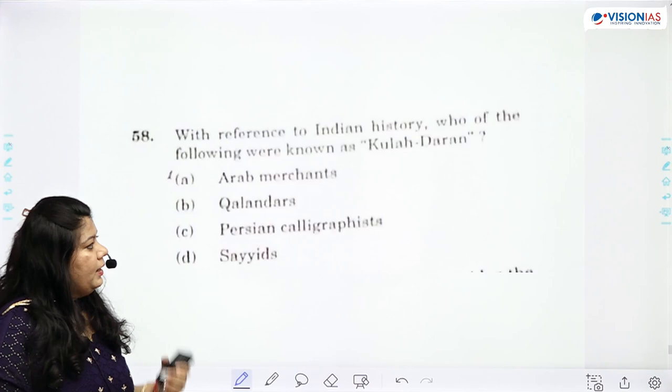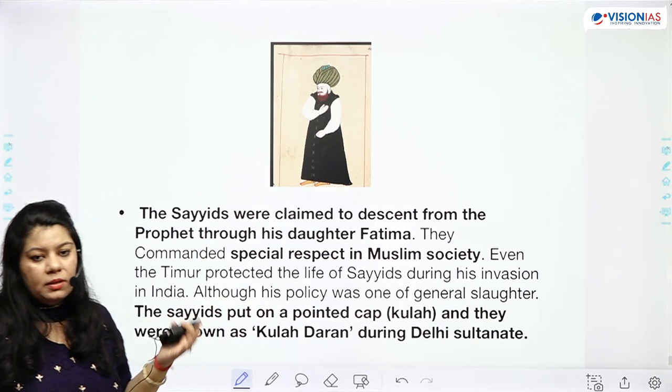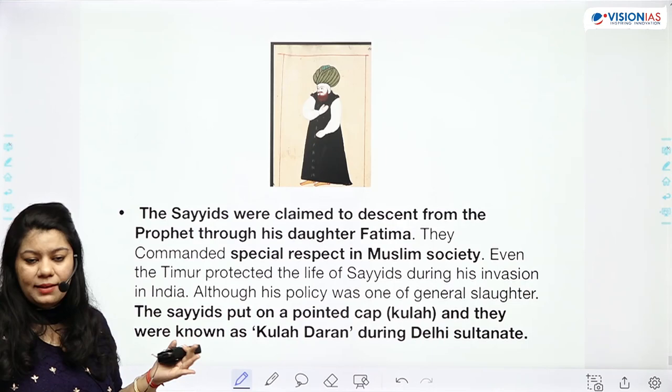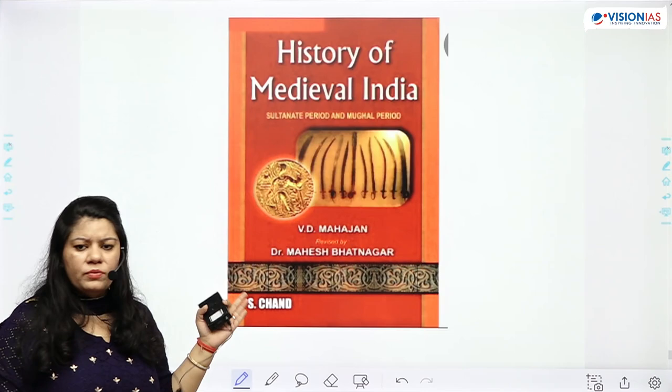And it is a kind of conical cap being worn by them, which is a distinguished feature that makes them look different from the others, right? So this question was made from this book, V.D. Mahajan, which is again referred to by students who have history as their optional.